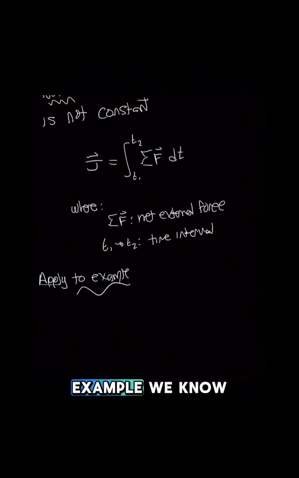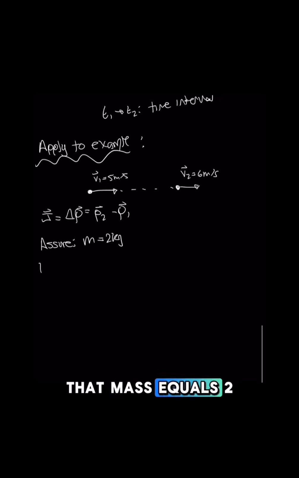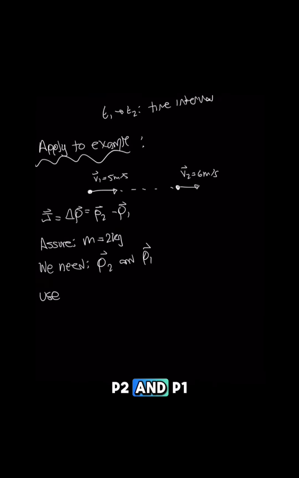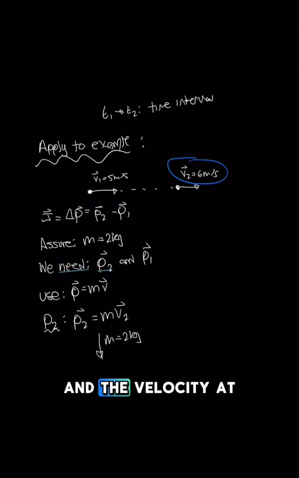Applying this to our example, we know the impulse is equal to P2 minus P1 when the net external force is constant, and in this situation, we're going to assume that this is true. If we assume that mass is equal to 2 kilograms, we need to find P2 and P1. We can do this using the momentum equation. We start by finding the momentum at point 2, identifying that the mass is 2 kilograms and the velocity at point 2 is equal to 6 meters per second.